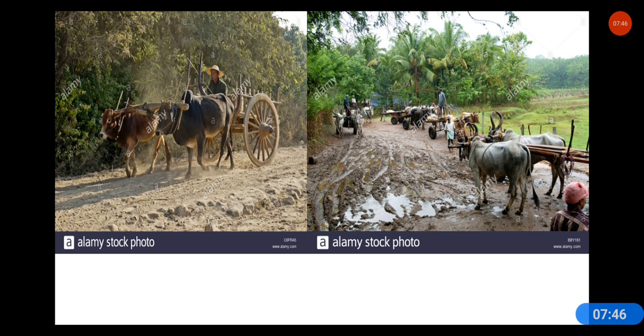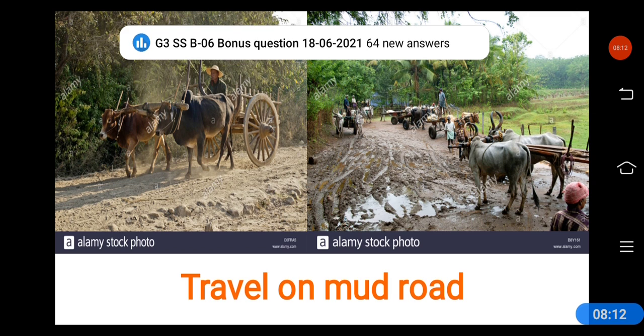I hope you have understood, right? Look at these pictures. This is the picture of a village, and you can see here roads are muddy. Mostly in the village, roads are not proper roads, it's a muddy road, and people use a bullock cart as transport, right? Travel on mud road.